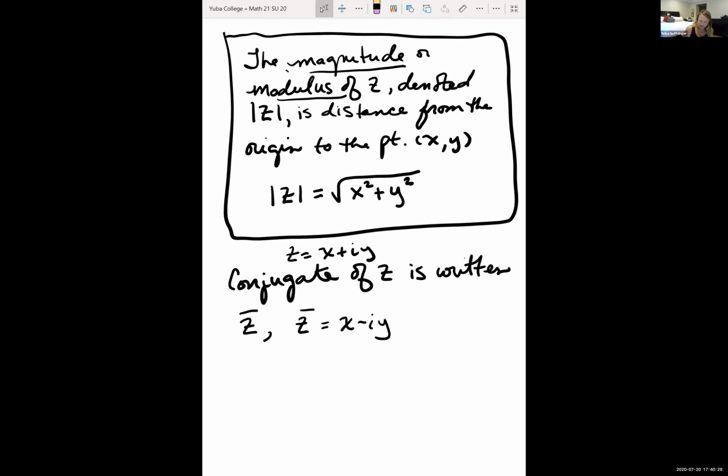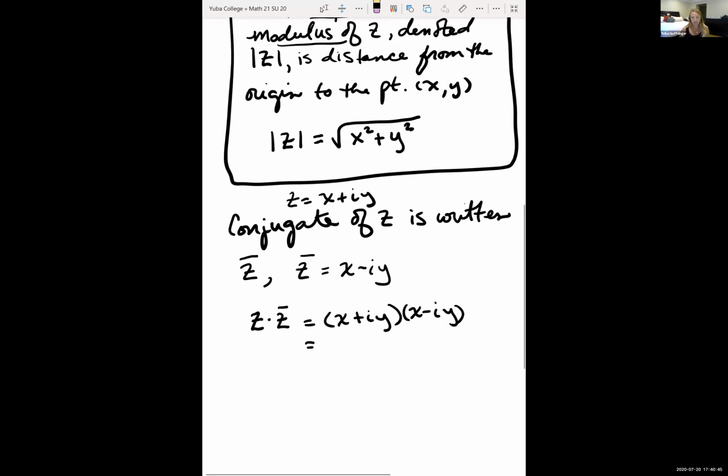They show that z times the conjugate, well, if you multiply x plus iy all times x minus iy, this is a difference of squares, right? And so we can just square our first term, which gives us x squared, minus iy quantity squared. So y squared, but i squared is -1. So that's something you should remember: i squared equals -1. And so when I square that I get -1, which makes this a plus. So this is the same thing as x squared plus y squared, which notice is the same thing as this.